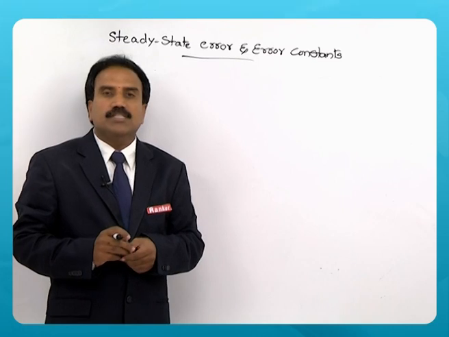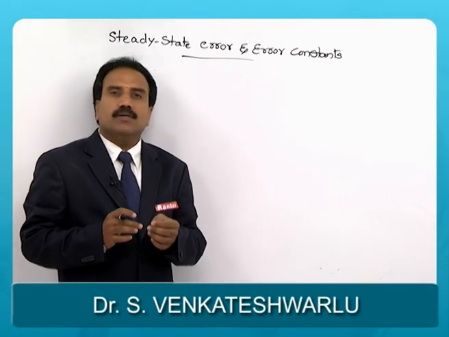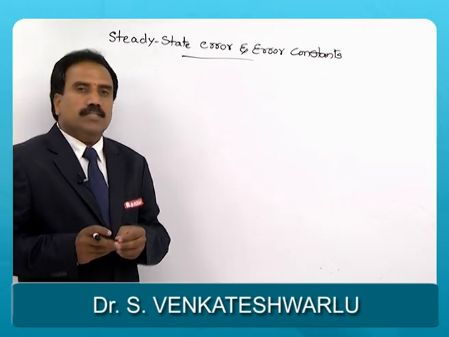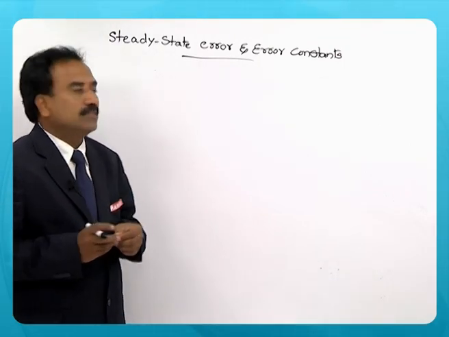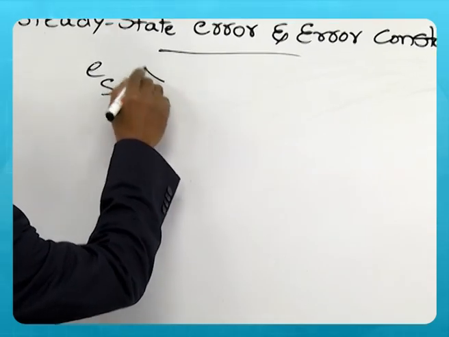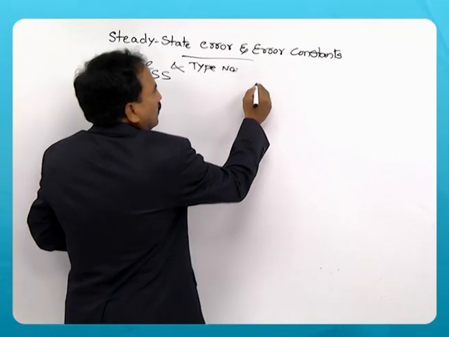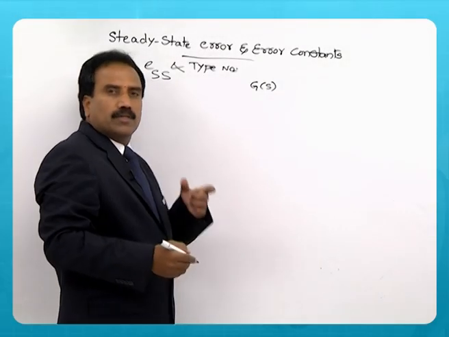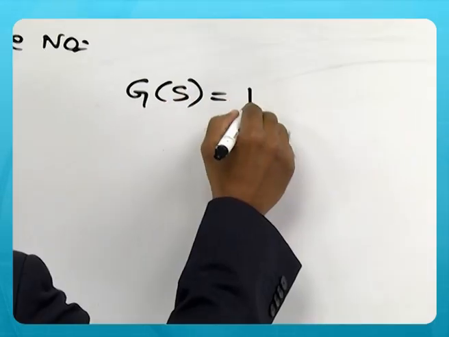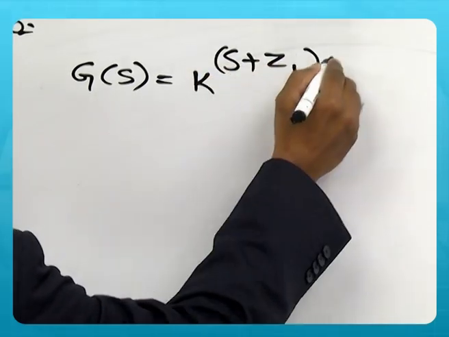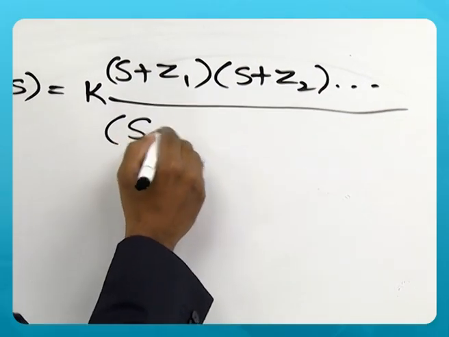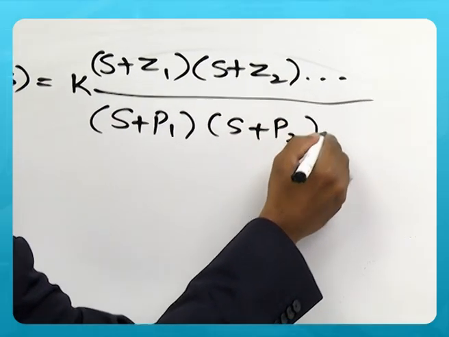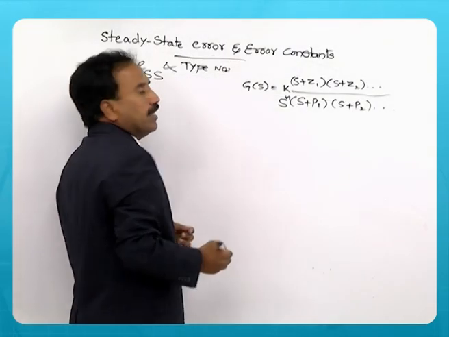So, we have seen in the previous section that the steady state error depends on the nature of input. Now, let us see that steady state error depends not only on the nature of input, but also on the type number. So, what is the relation between steady state error and the type number of the system? G of s, the system transfer function, is generally represented by K into (s plus z1), (s plus z2), and so on, the zeros, over (s plus p1), (s plus p2), etc., and you have s power n also.